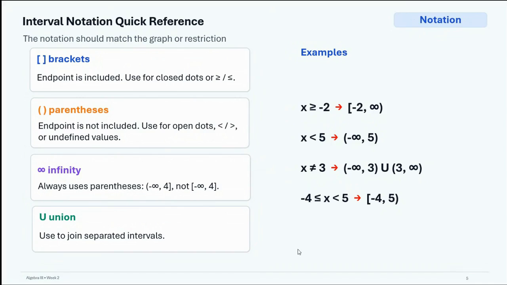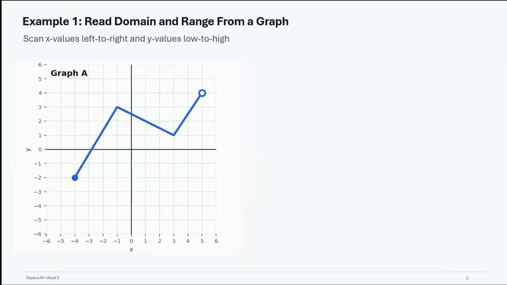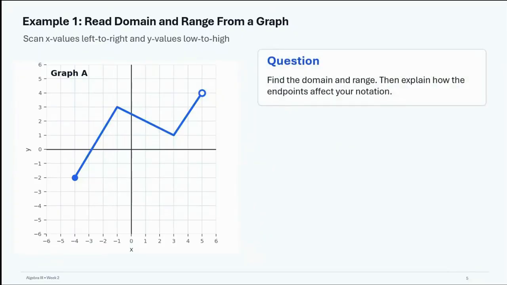All right. Let's look at a graph. Reading the domain and range from the graph. Find the domain and range and explain how the end points affect your notation, right? So we need an answer for that. So in the chat, see if you can put what the domain and range is. I'll give you a chance to look at it. Let me give you a minute to look. Let you decide how that works.